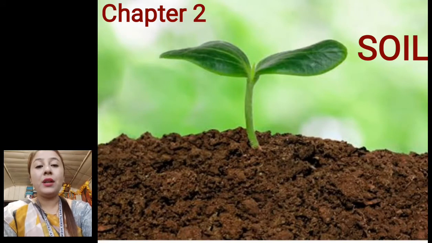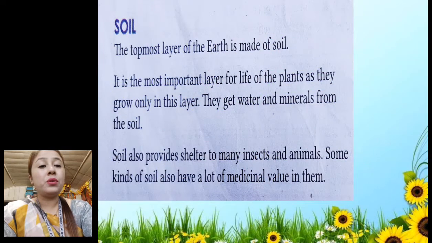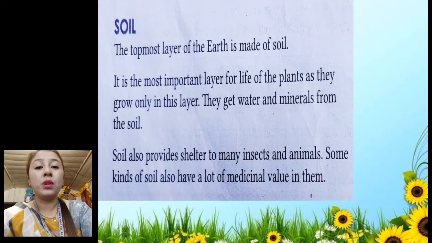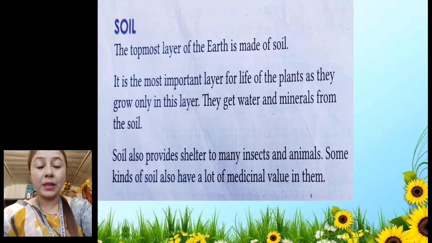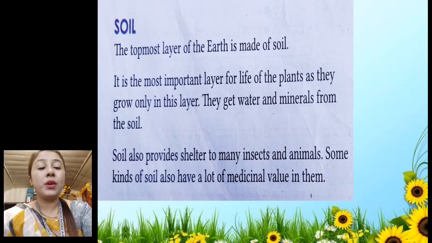So children, you know that soil is found on the topmost layer of the earth. Yes, so let us go through your book. So what is soil, children? The topmost layer of the earth is made up of soil. It is an important layer for the life of plants, as they grow only in this layer. They get water and minerals from the soil.